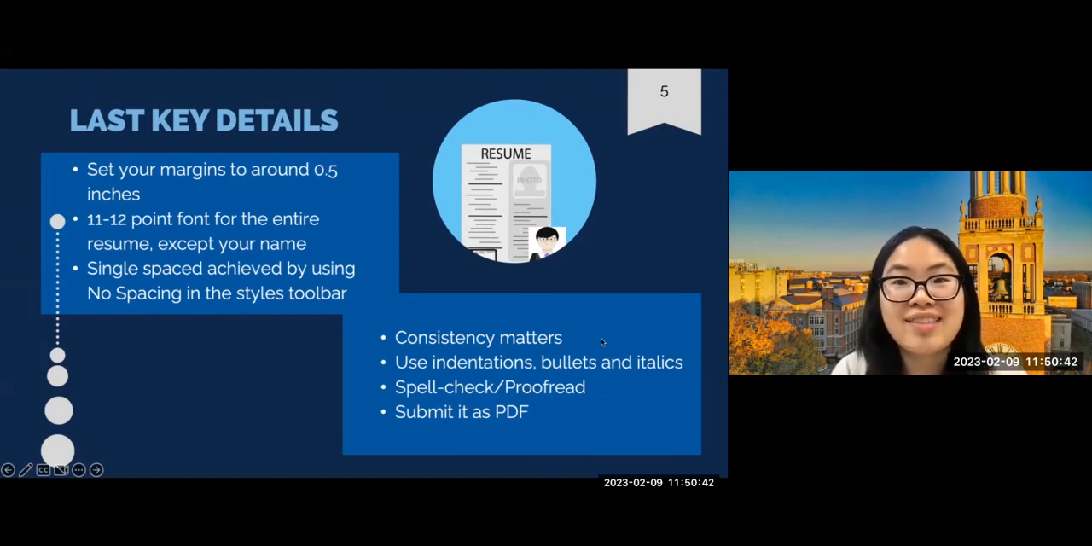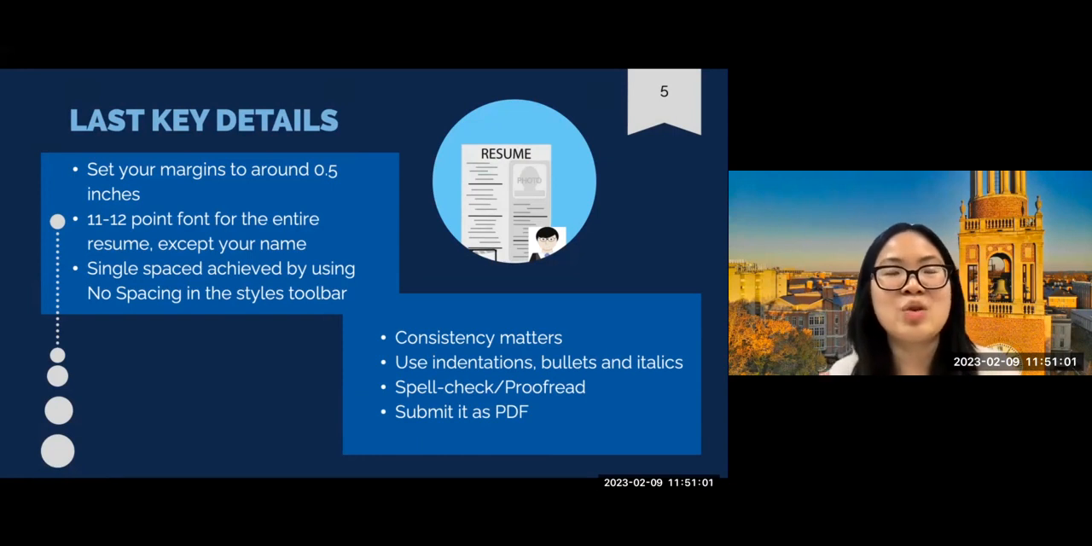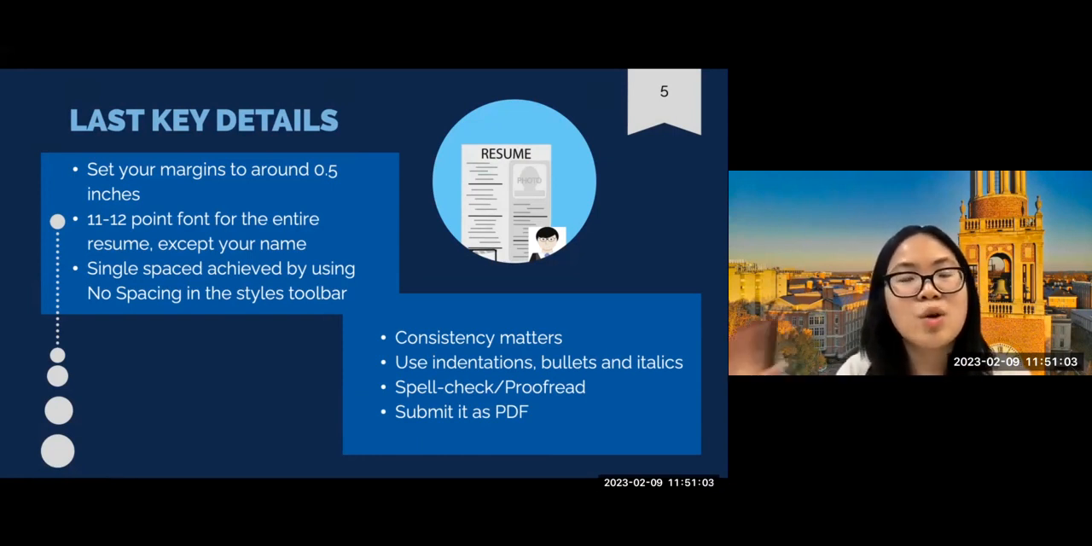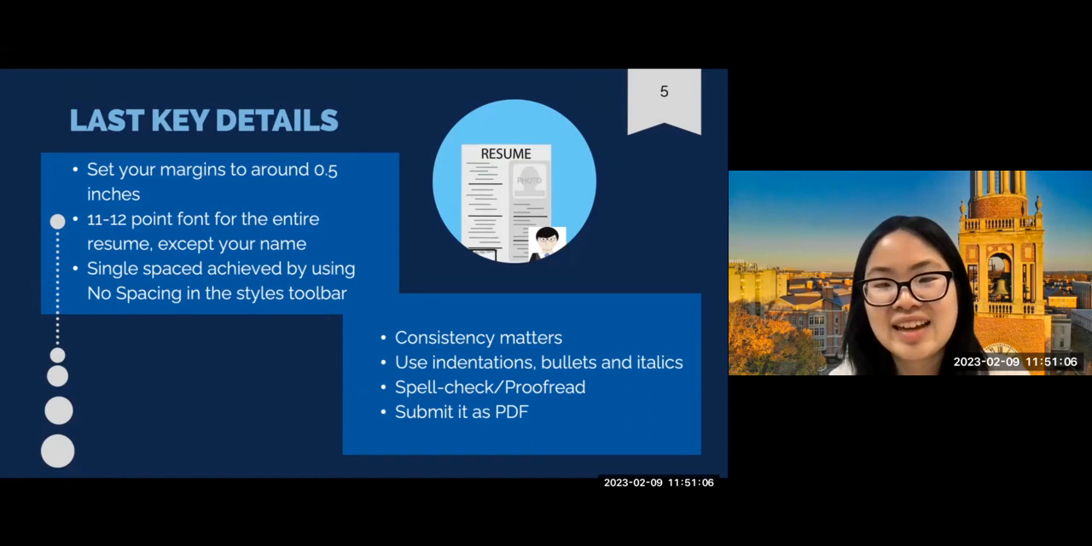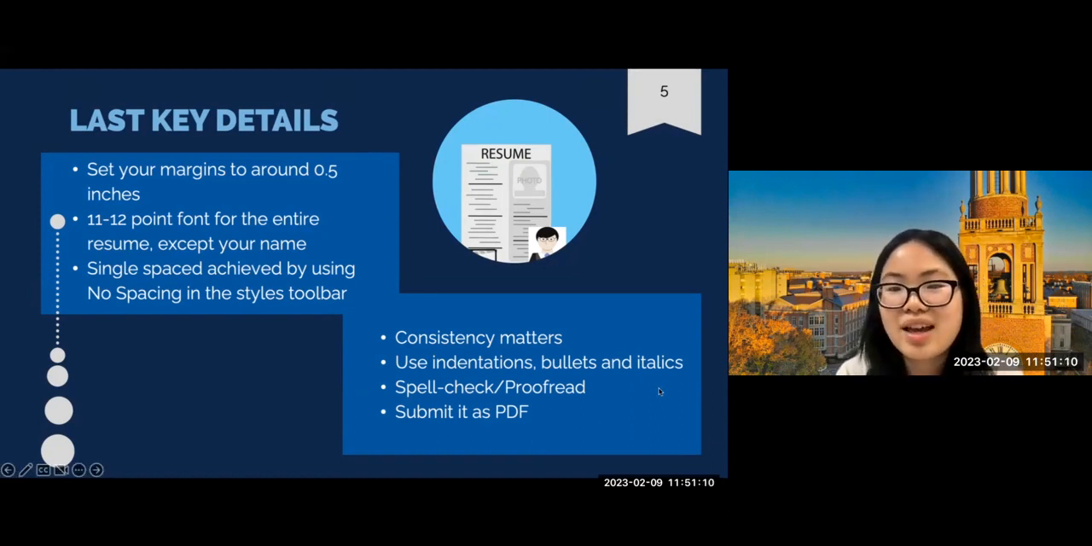Also, always make sure that your resume is consistent throughout, whether that be tailoring towards a specific career industry or formatting. So if you bold your positions, make sure all of your positions are bolded. If you italicize your organizations, make sure they're all italicized. And a good way just to organize is always to use indents, bullets, bolding, italicization, like I said previously.